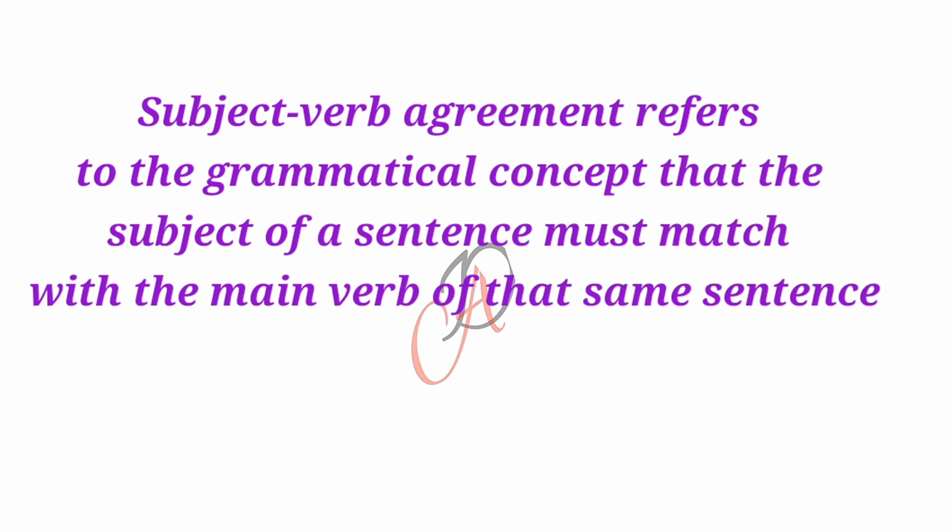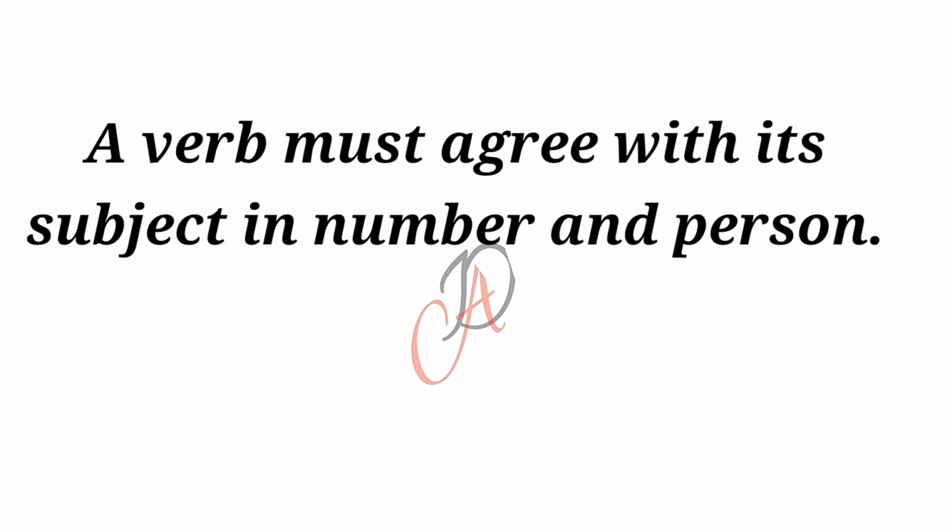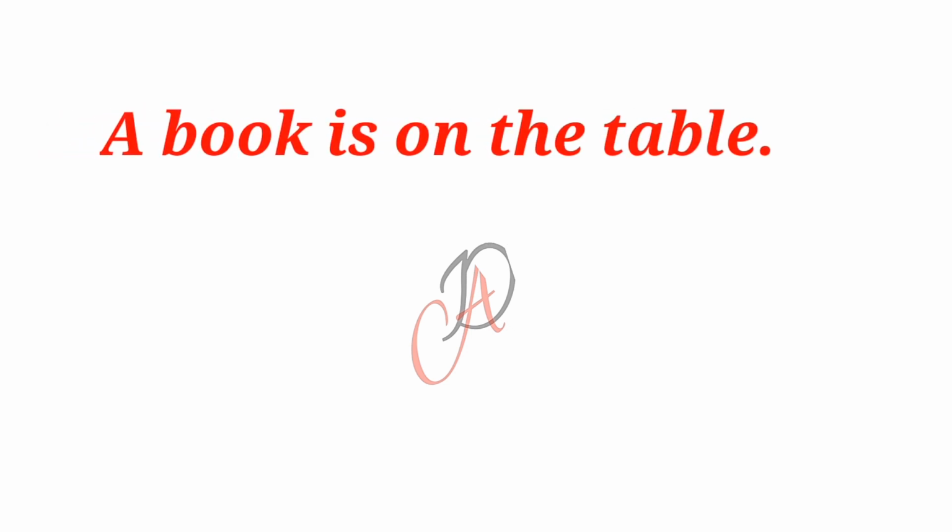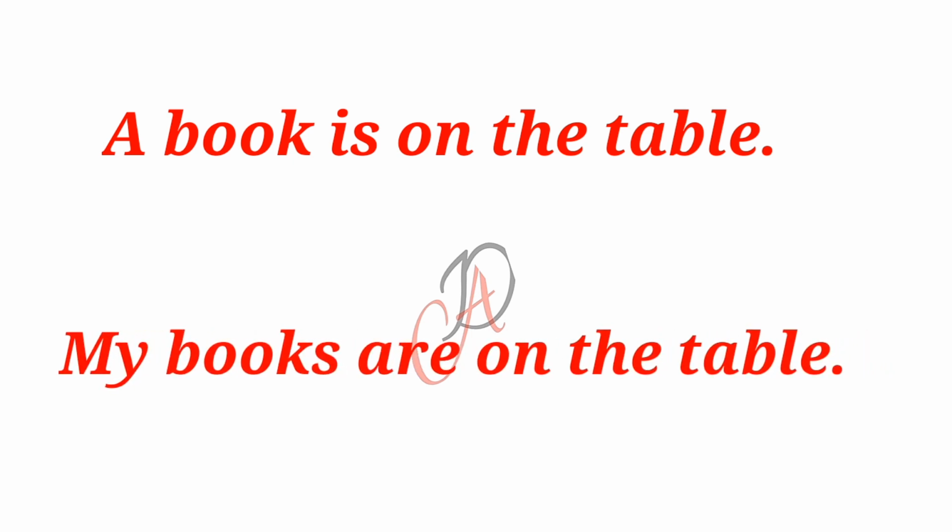Rule number one, a verb must agree with its subject in number. For example, a book is on the table. The second one, my books are on the table. Here, when we look at both the examples closely, we have used a singular verb in the first sentence because the noun in the first sentence, that is the subject, is singular. And when we look at the second sentence, we have used a plural verb, are, because the subject, books, is in plural form.